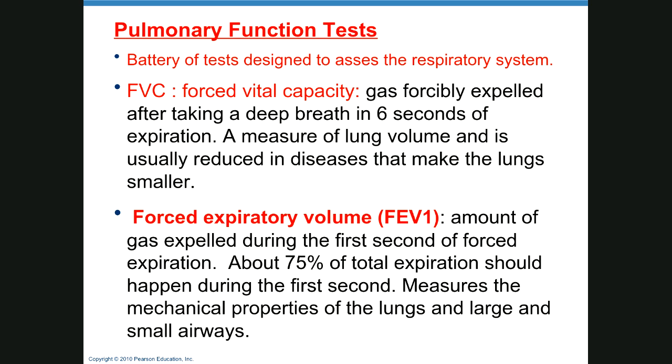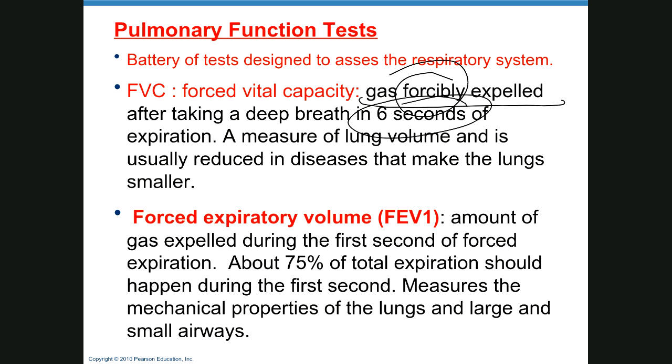All right, pulmonary function tests are the tests that measure the functioning of the lungs, and the tests will be things like forced vital capacity, which measures the air breathed out. So forced vital capacity is the volume of air that can be forcibly expelled during 6 seconds of expiration. And that means forcibly, that means every single muscle you can possibly use to breathe out, you're using. So that would be the abdominal muscles and the internal intercostals.